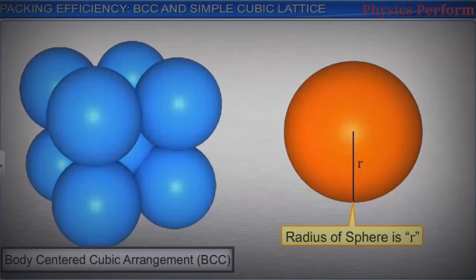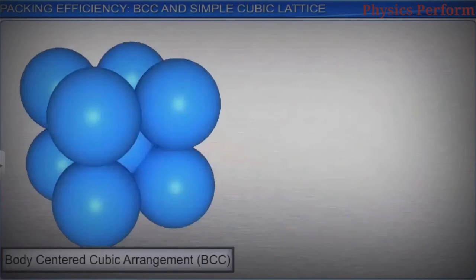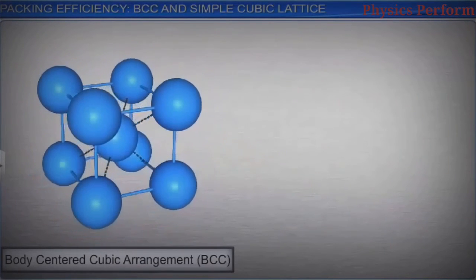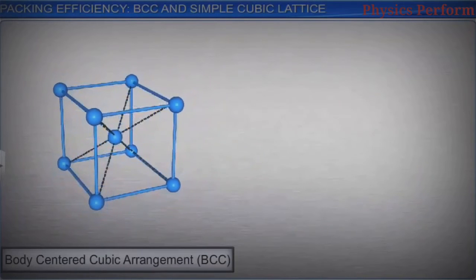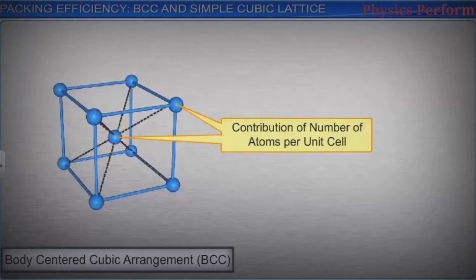The edge length of a unit cell is a, which is equal to 2r. Among these, 8 spheres are present at the corners, and 1 sphere at the body center of the unit cell, as shown here. You can calculate how many atoms or spheres each BCC unit cell contributes.